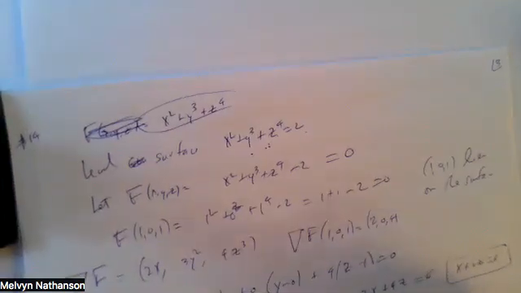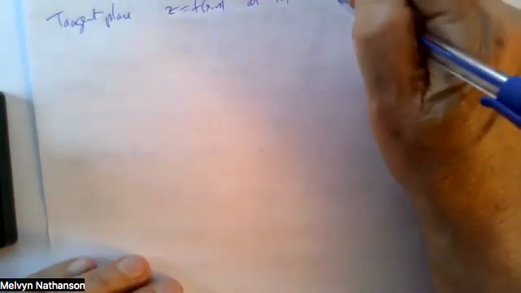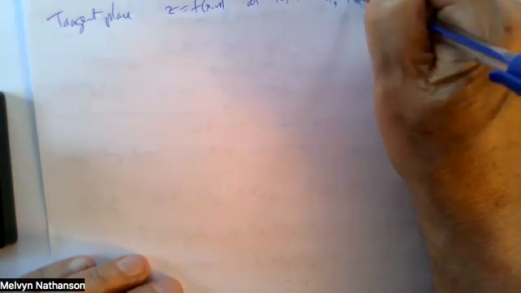So let me just write this down again. The tangent plane for a function z equals f of x, y, at the point a, b, is the partial of f with respect to x at a, b times x minus a, plus the partial of f with respect to y at a, b times y minus b, plus the value of the function f of a, b, equals z. So that's the equation of the tangent plane.